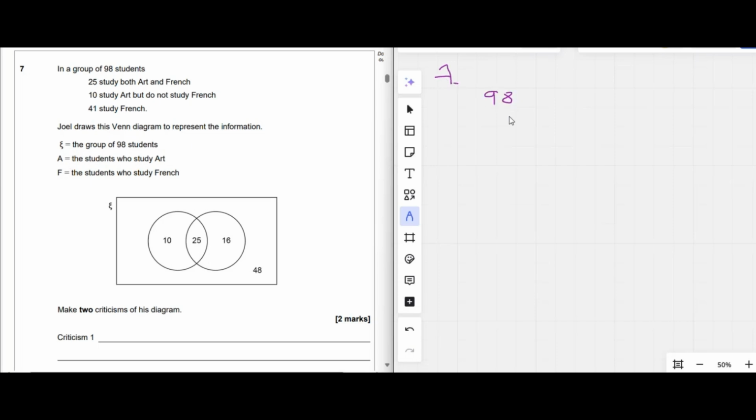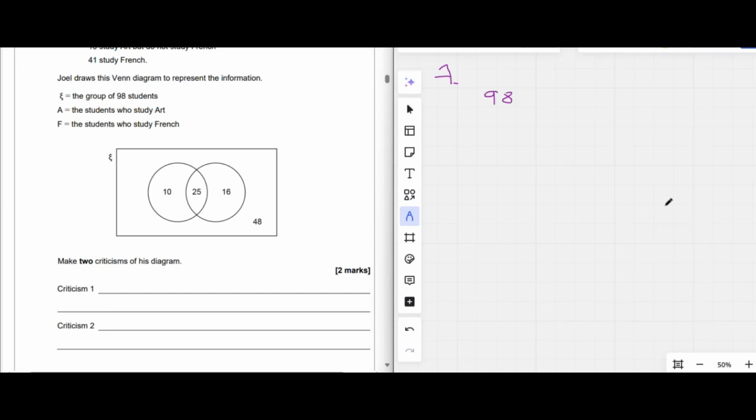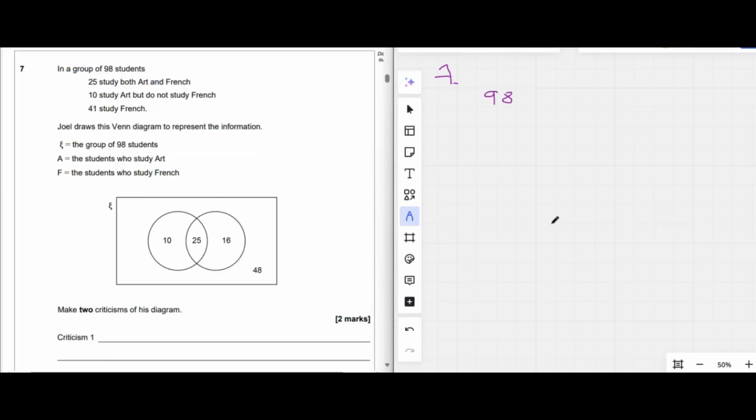A group of 98 students. 25 study both art and French. 10 study art but not French. 41 study French, and that's 25 and 16 together, 41. Joe draws the Venn diagram to represent the information. This thing, epsilon maybe, is everyone, the group of 98. A is the students who study art, and F the students who study French. Make 2 criticisms of his diagram. Can you think of anything that's not right here?